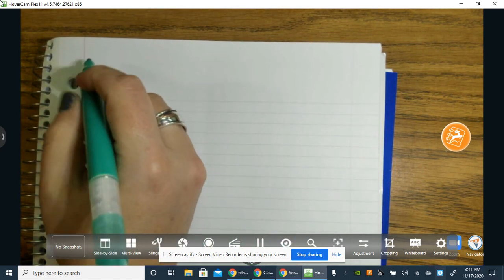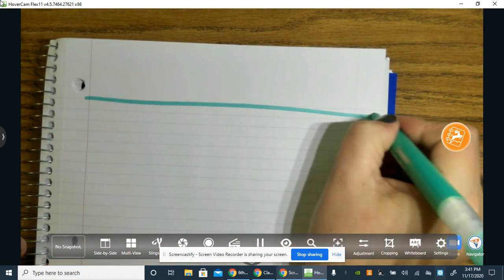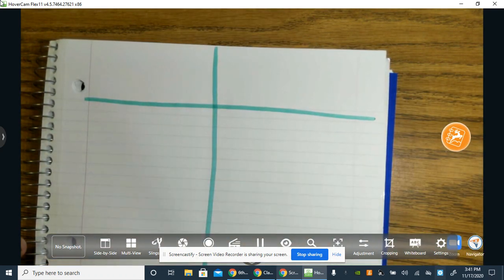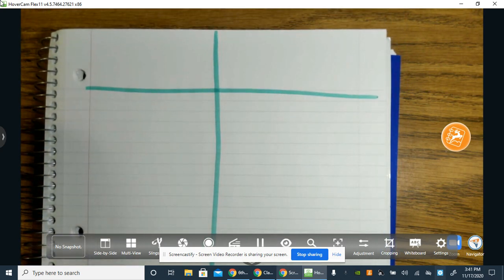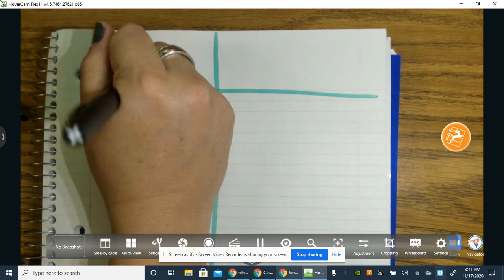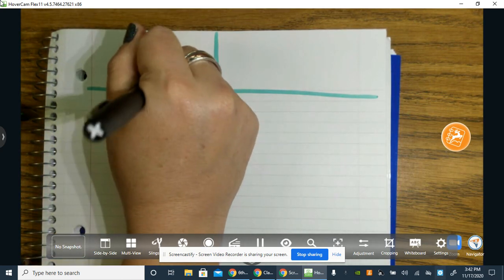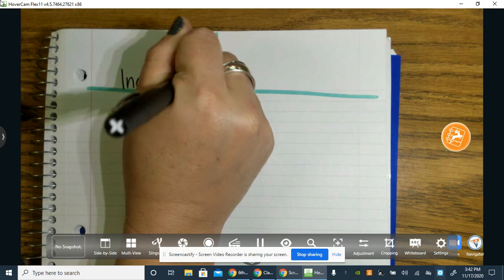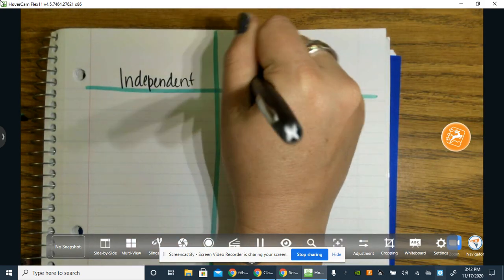Okay, so I want us to turn our page over, and we're going to make a T-chart, and we're going to compare independent and dependent variables. I'm going to make a big T right here. On the top, I'm writing independent. On the other side, I'm writing dependent.